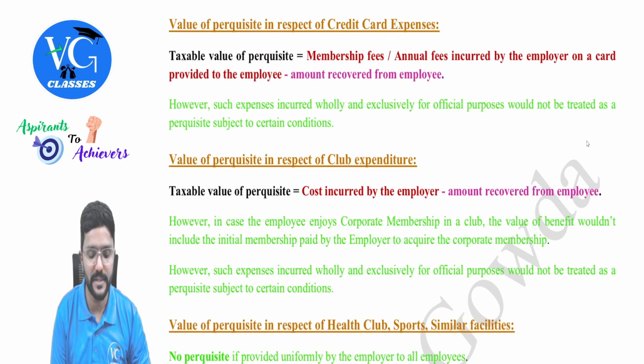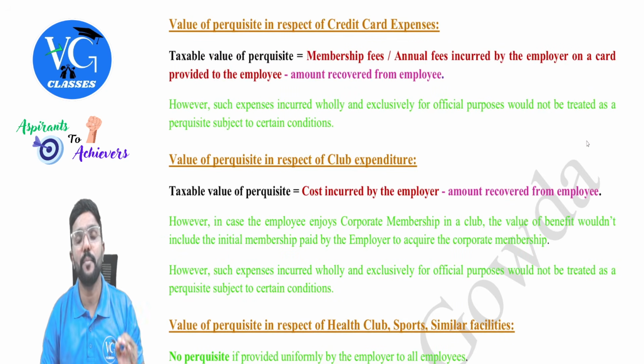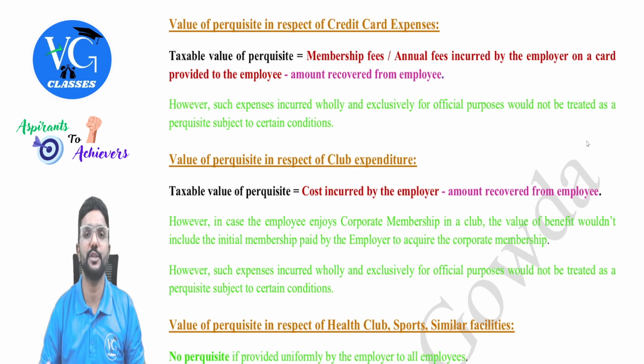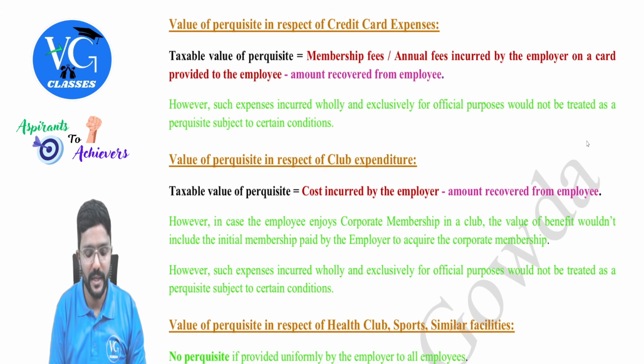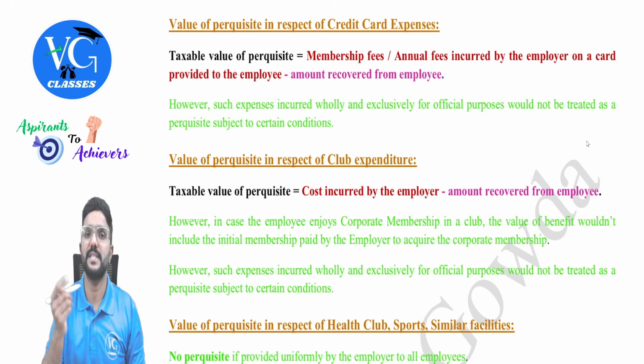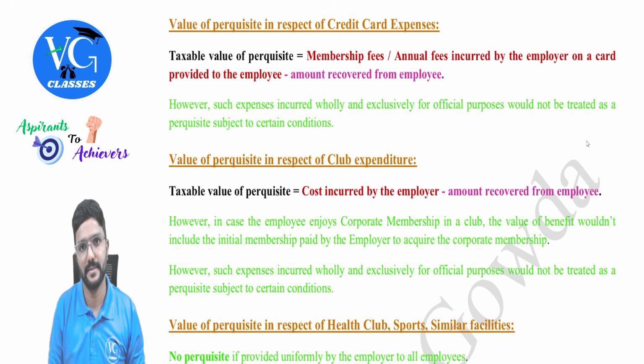But in both of these cases, employer has to maintain the details with respect to what is the nature of the expenditure incurred, what is the date of the expenditure incurred, what is the amount of expenditure incurred, and he should also provide a certificate that the expenditure is incurred wholly and exclusively for official purpose. Only then it will be exempt in the case which I have highlighted in green color, guys.